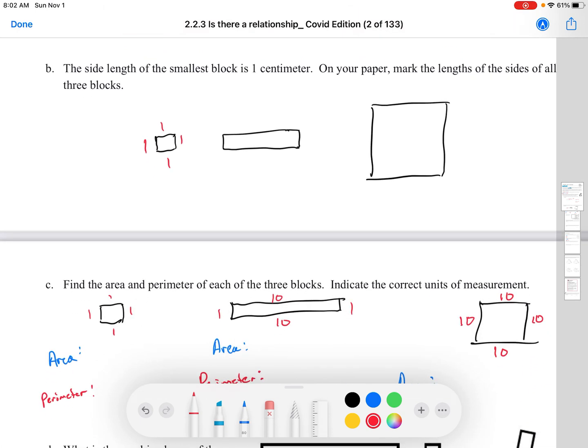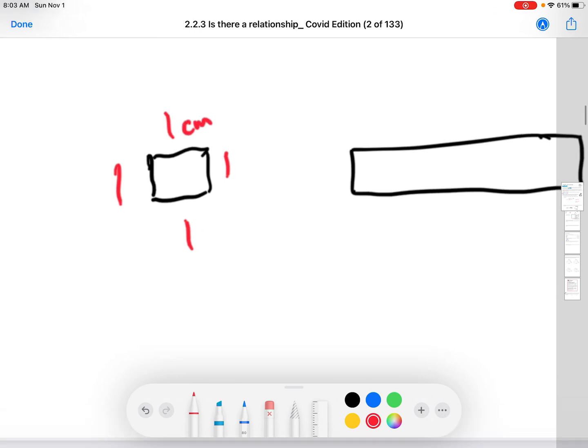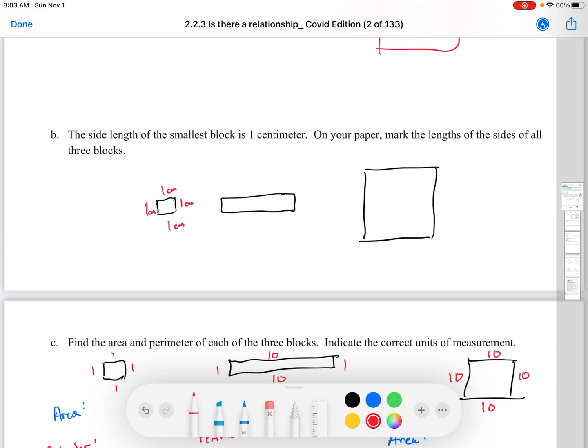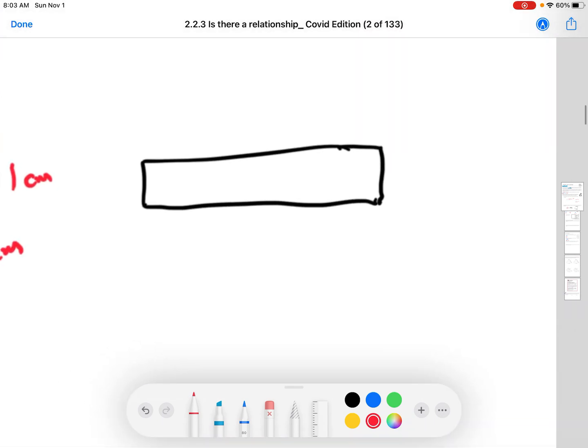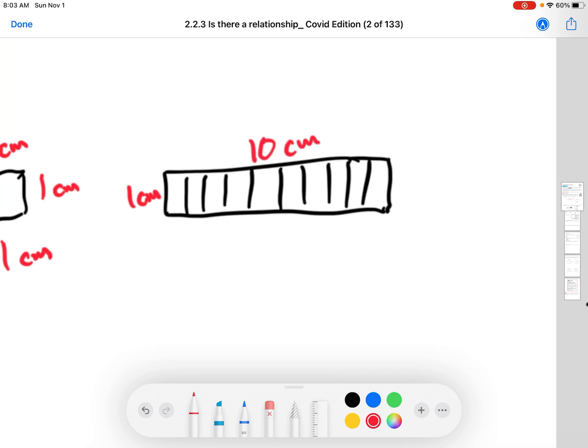The side length of the smallest block is 1 centimeter. Okay, so if we look at this, I probably could have labeled this, right? Centimeter, centimeter, centimeter, and centimeter. On your paper, mark the lengths of the sides of all 3 blocks. So I marked that one real quick. Now if we come down, we notice that this one's also going to be 1 centimeter. And when you've drawn that on here, you would have had 10, right? 1, 2, 3, 4, 5, 1, 2. So I think that should be 10. So then we would label that top one 10 centimeters, right? That's going to be 10 centimeters.